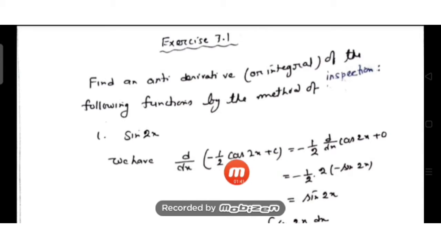Then by taking the derivative, we can apply d/dx of the first function plus d/dx of the second function. The constant minus half comes out, times d/dx of cos 2x, and d/dx of the constant is 0. What is the derivative of cos 2x? It is 2 times minus sin 2x. So minus minus gives you plus, the 2 cancels out, and only sin 2x is left. So you have to select the function whose derivative gives you the required answer.